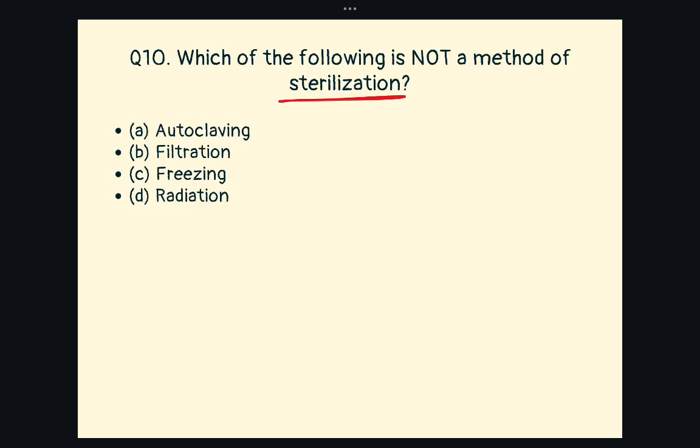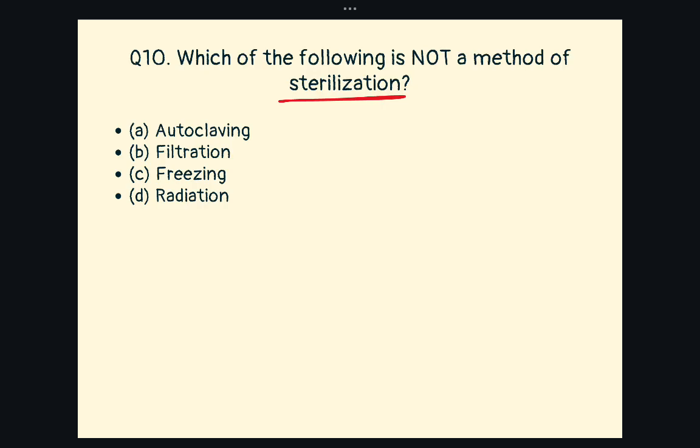If you are lowering the temperature, you can increase the time limit. So autoclaving is generally going to kill all the microorganisms. Let's talk about freezing. Yes, microorganisms require a proper temperature for their survival and growth, and in freezing, if you keep them at a lower temperature, they'll not be able to survive. Radiation may obviously kill the microorganism.